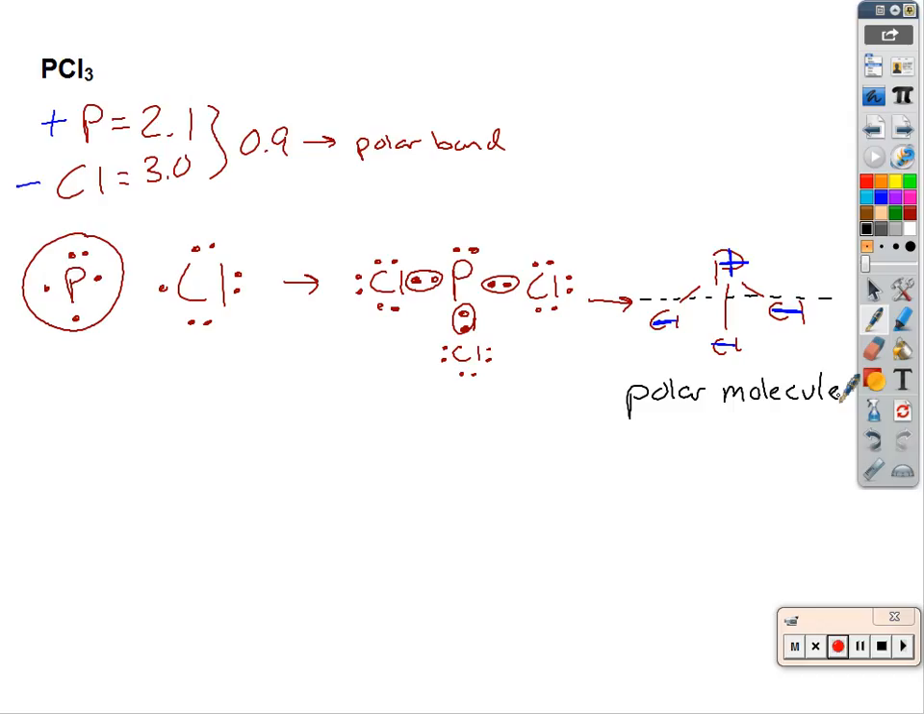So again, it starts with the polar bonds. You have to have a polar bond in order to have a polar molecule. But more importantly, you have to have separation of charge. That's where you have to draw the Lewis structures, model the bonding, draw the structural formula, and look for that separation of charge. Now let's talk nomenclature, because we can't just call this thing PCl3.